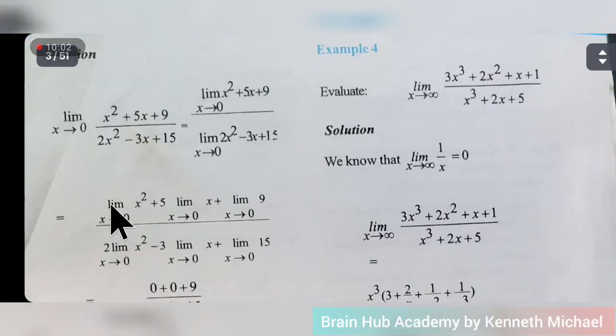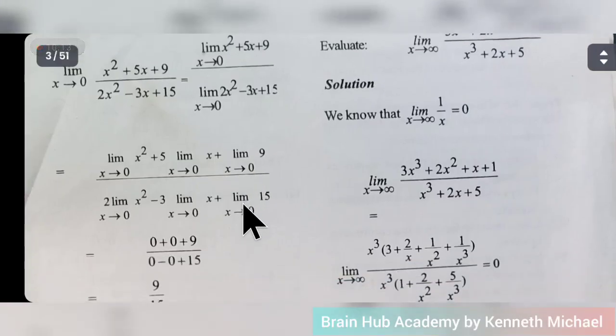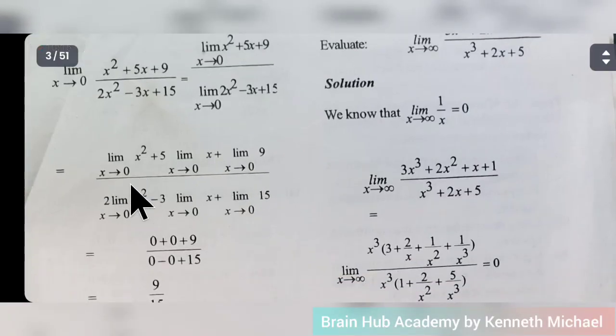So you discover that you can distribute the limit over each of the terms. You have the limit given to x squared, given to 5x, given to 9, and that is what we have here. And of course, in all of them, x is tending to 0. Also, we have it here too. Look at the limit here. The limit for each of the terms is distributed over each of the terms.